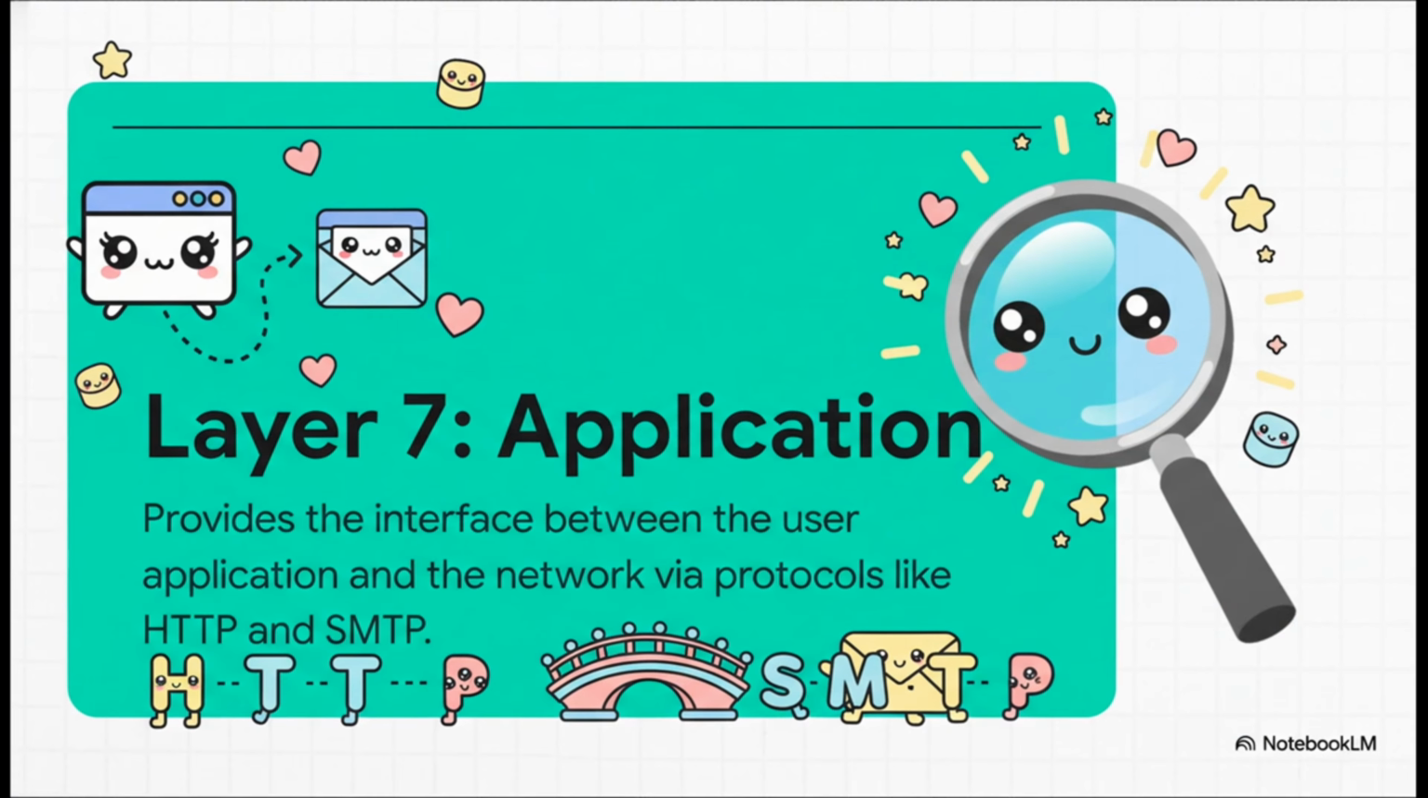Okay, Layer 7, the application layer. Now here's a really common mistake. A lot of people think this layer is your web browser or your email client itself, but it's not. It's actually the protocol those applications use to talk to the network. Think of things like HTTP for web browsing or FTP for file transfers. It's the essential bridge between what you're doing on your screen and the rest of the network.